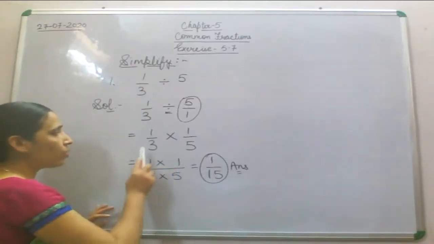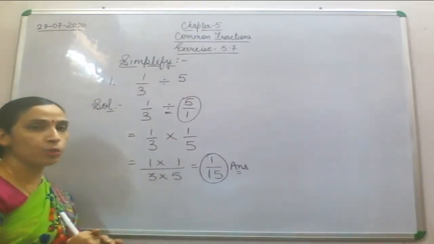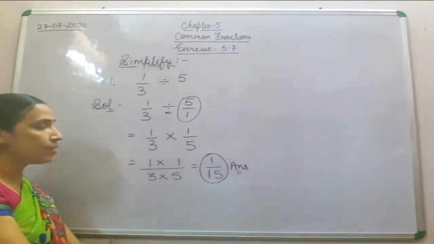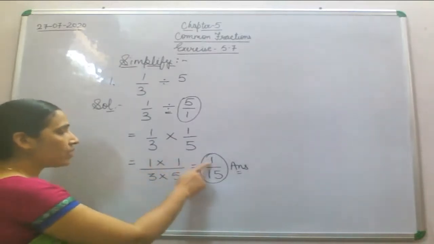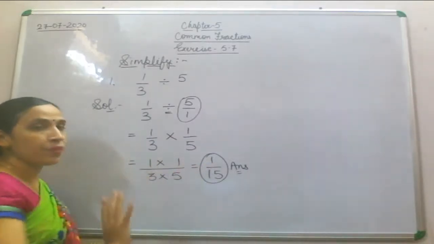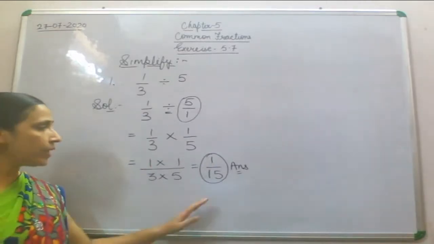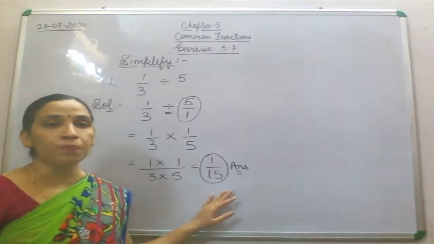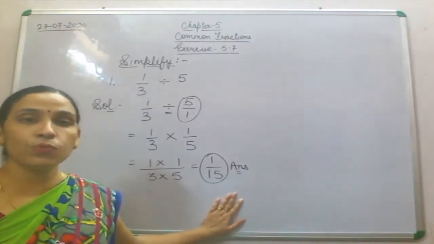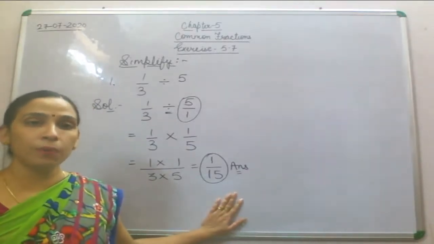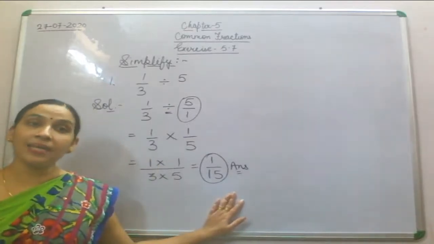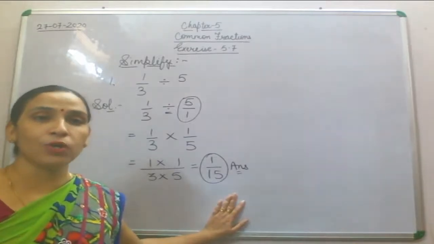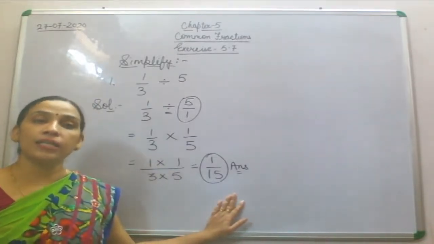Fine. So here what we will do, numerator will be multiplied by numerator and denominator will be multiplied by denominator. So what we will get? 1 ones are 1 and 3 fives are 15. So in this way you will get 1 by 15 as an answer. Now if I ask, 1 by 15 is what kind of a fraction? What will be your answer? Your answer will be that it is a unit fraction because it has 1 in its numerator.